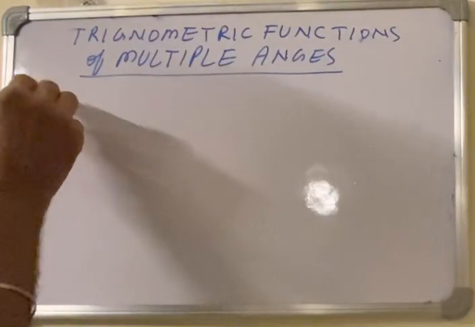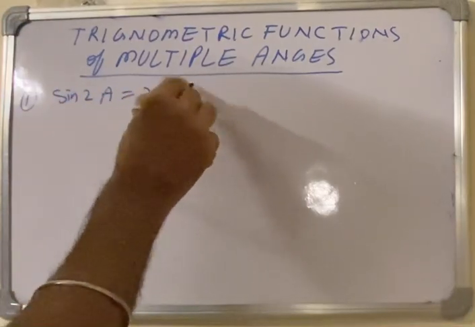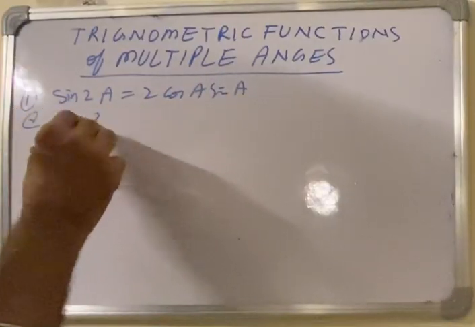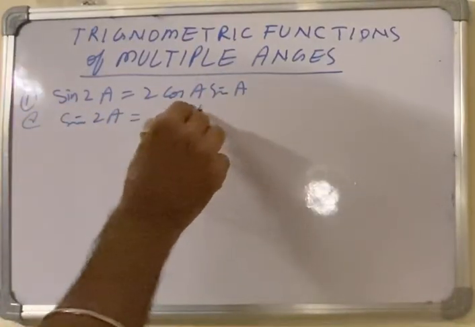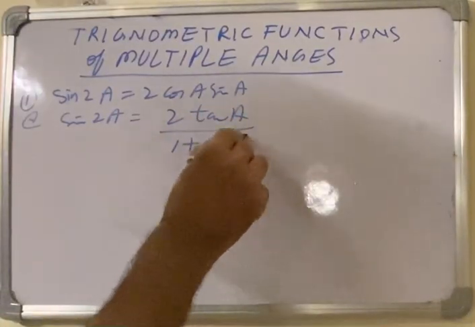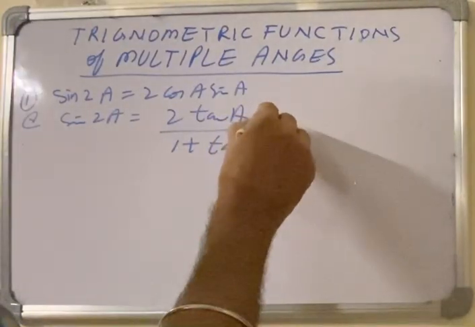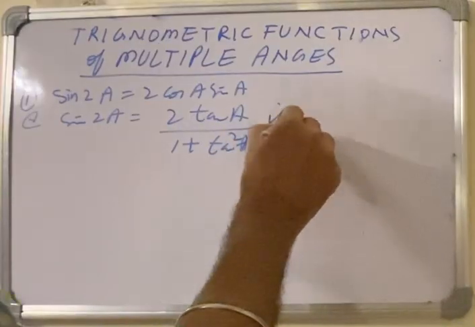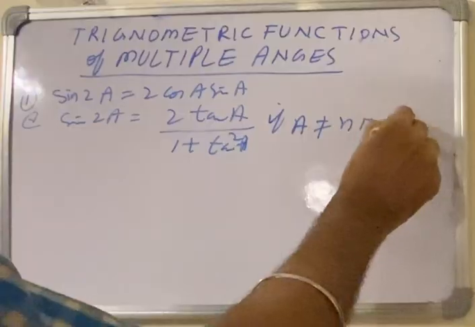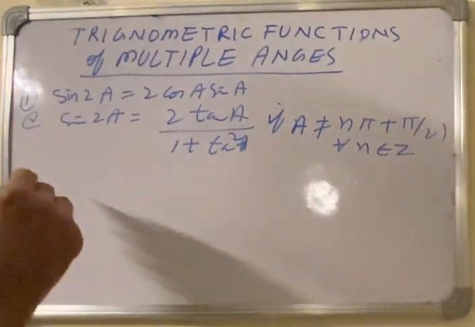In the previous video, we did sine 2a is equal to 2 cos a sine a. Then sine 2a is equal to 2 tan a over 1 plus tan square a, if a is not equal to n pi plus pi by 2 for all integers n.